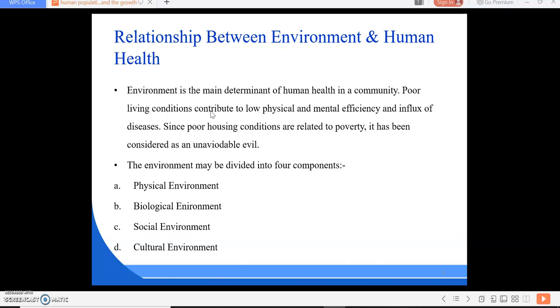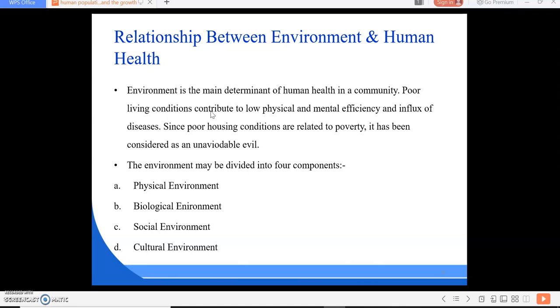Next is the relationship between the environment and human health. The environment is the main determinant of the human health status of a community. Poor housing is a contributor to low physical and mental efficiency. The relation of poor housing and prevalence of disease is easily recognizable. Certainly, if we aim at obtaining optimum conditions for physical and mental well-being in addition to preventing disease, we must include improvement of housing conditions in the program. Since poor housing condition is related to poverty, public opinion has tended to consider it an unavoidable evil.